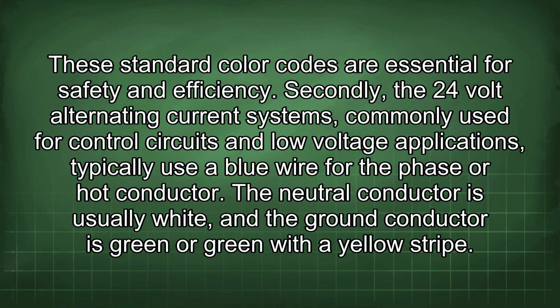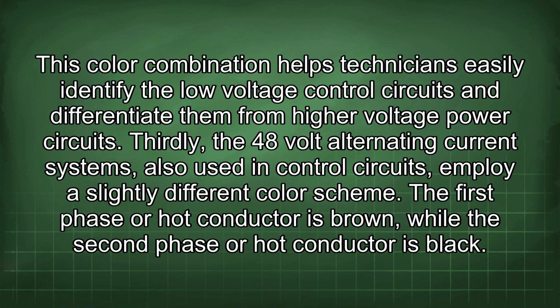Secondly, the 24-volt alternating current systems commonly used for control circuits and low voltage applications typically use a blue wire for the phase or hot conductor. The neutral conductor is usually white, and the ground conductor is green or green with a yellow stripe. This color combination helps technicians easily identify the low voltage control circuits and differentiate them from higher voltage power circuits.